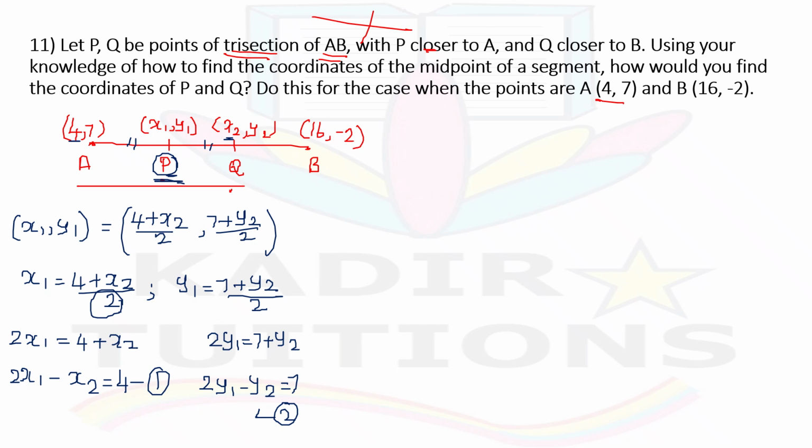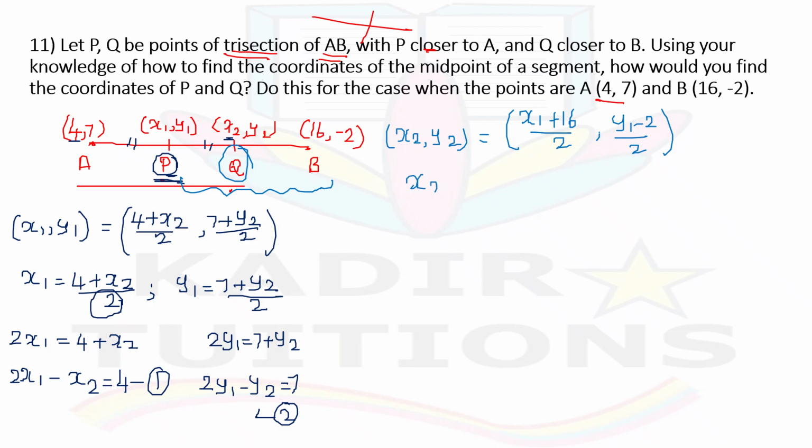Now we are going to consider PB. In the line segment PB, Q is the midpoint, right? So for Q, we are going to apply the midpoint formula. Q's coordinates are x2 and y2, which is equal to the average of x, so it's nothing but (x1 plus 16) by 2 and (y1 minus 2) by 2. Now we can separate the x and y coordinates. So x2 equal to (x1 plus 16) by 2 and y2 equal to (y1 minus 2) by 2.